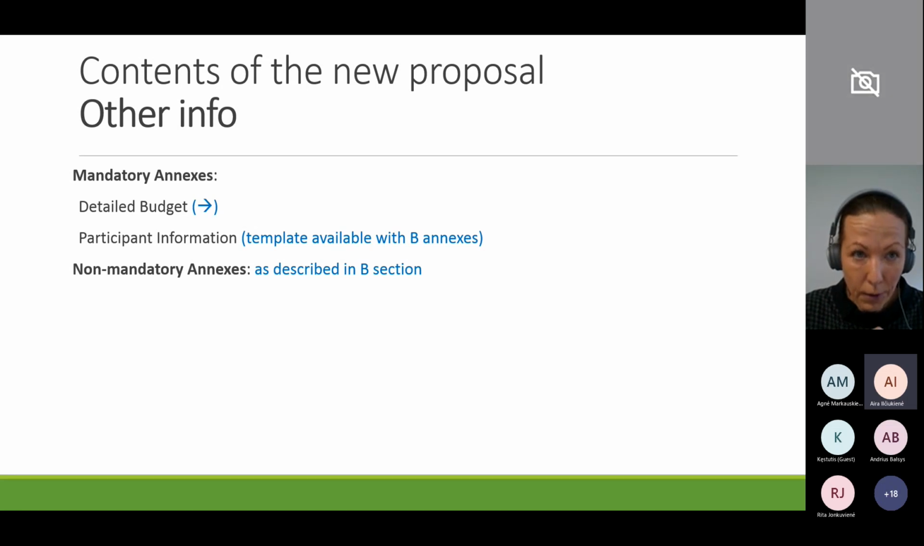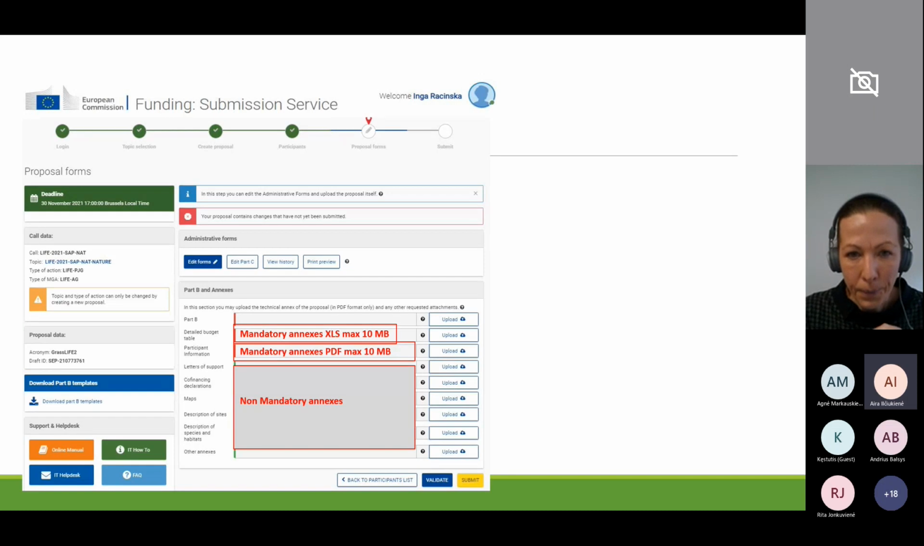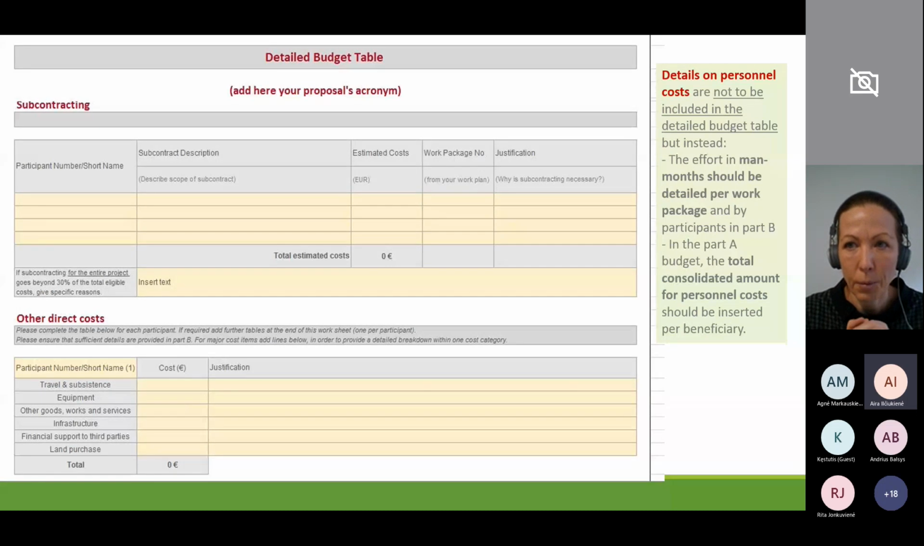Content of the new proposal, the last part I haven't mentioned are those annexes, and there are mandatory annexes for the nature strand, which are detailed budget and participant information. And there are also non-mandatory annexes, as I already said, as described in B section. So here we go. Here are the annexes, and here is the detailed budget table.